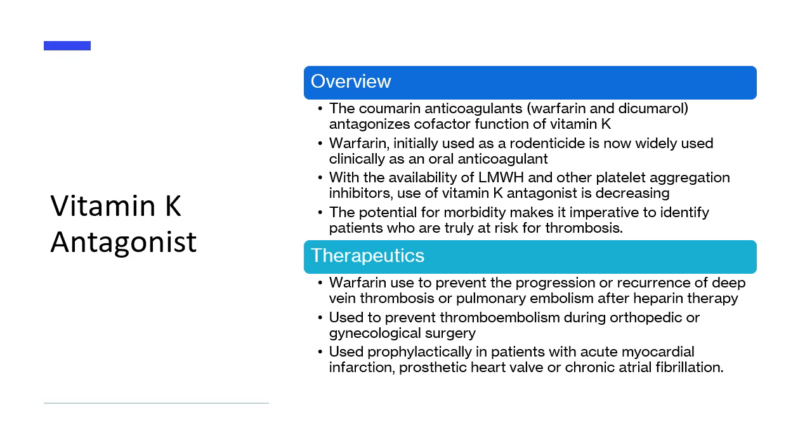Now, what is the therapeutic use of vitamin K antagonists? Warfarin is used to prevent the progression or recurrence of deep vein thrombosis or pulmonary embolism after heparin therapy. It is used to prevent thromboembolism during orthopedic or gynecological surgery. It is used prophylactically in patients with acute myocardial infarction, prosthetic heart valves, or chronic atrial fibrillation.